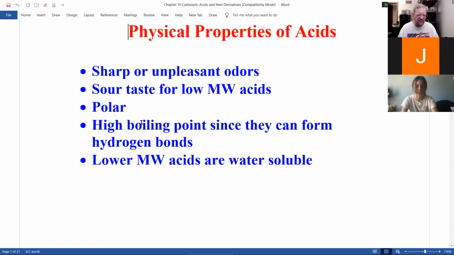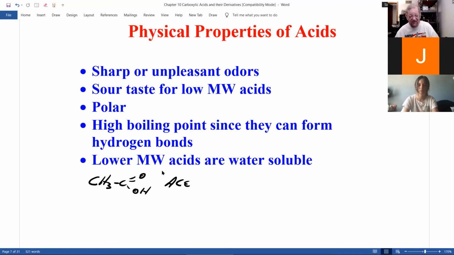It's polar. I'll talk more about that later. They have high boiling points because they can hydrogen bond. And you'll learn that the lower molecular weights, like acetic acid, are soluble in water. Remember, vinegar is acetic acid, this structure. Nobody ever calls that ethanoic acid. It's called acetic acid. When you have a chance over the 4th of July holiday weekend, pick up a bottle of vinegar or mustard, ketchup, relish, or pickles, and you'll see they all have vinegar in them, which is acetic acid and water.